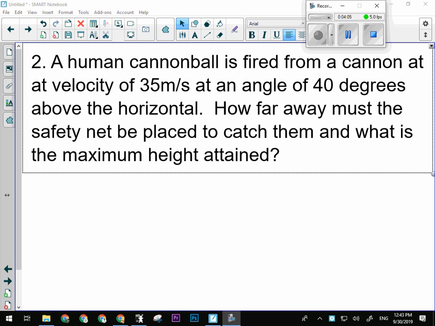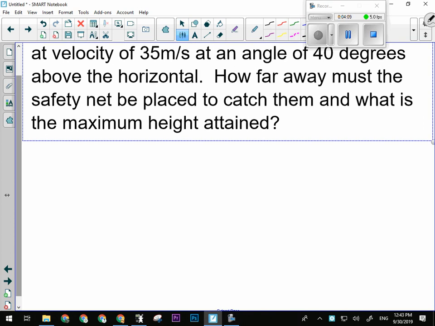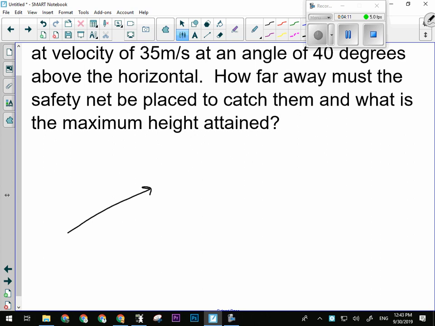Okay, so on this one, we have a projectile fired at an angle this time. So we've got this situation. We know that the projectile is going to follow that arc. This angle is 40 degrees, and it's fired at 35 meters per second. That's a human cannonball.